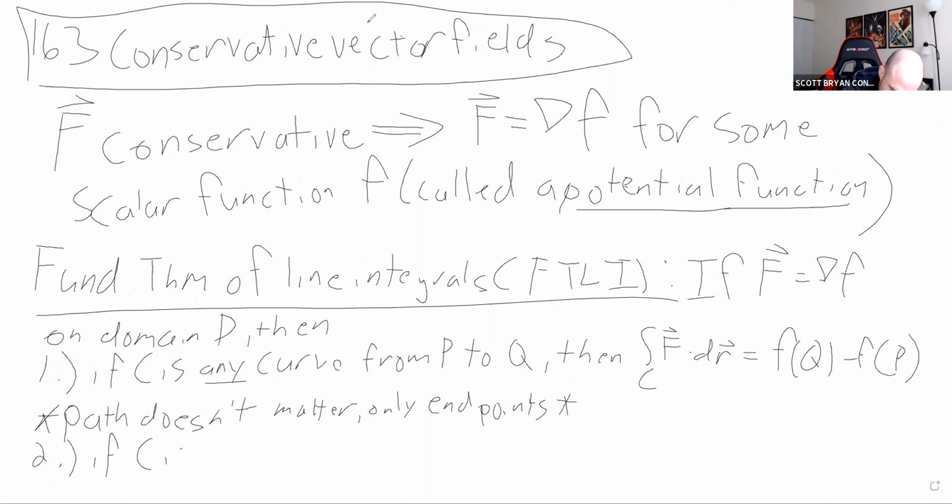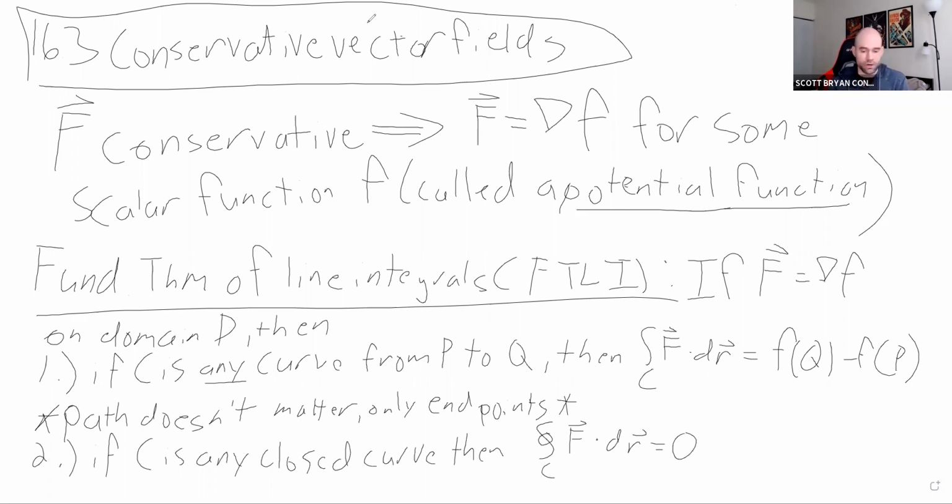So if C is any closed curve, then the integral around C, and I'll put this little circle there just to show that we're integrating around a closed curve. You don't have to put that circle there, but that is a bit of notation that you see often just to emphasize that you're integrating around a closed curve. But the integral around any closed curve is 0 if you're integrating a conservative vector field.